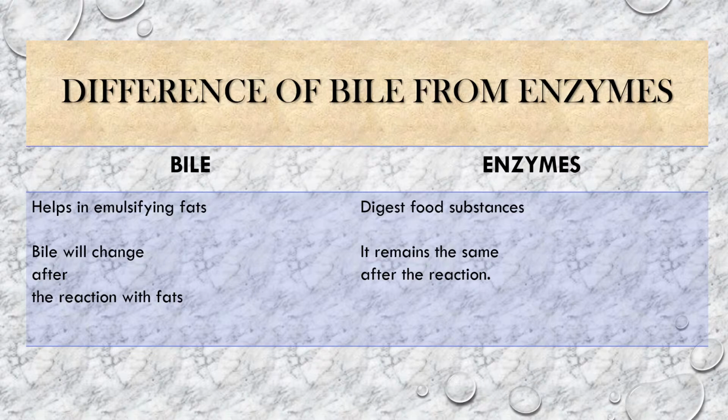Unlike bile, enzyme digests food substances. It helps break down food substances into their simplest form. But the enzyme will remain the same after the reaction.